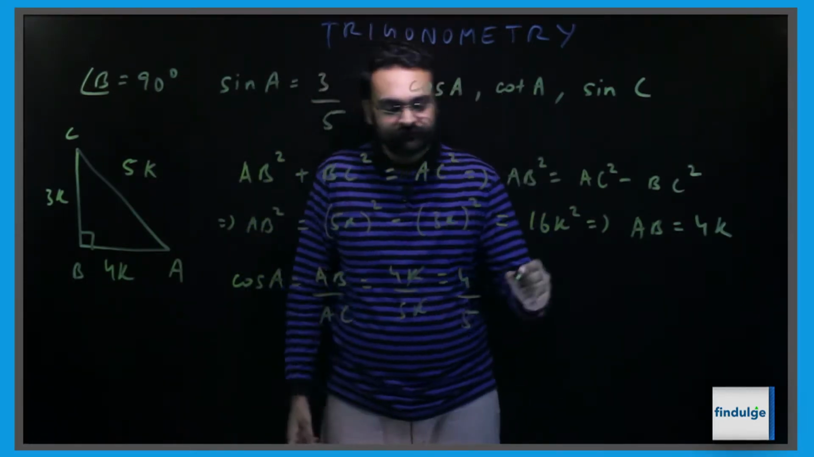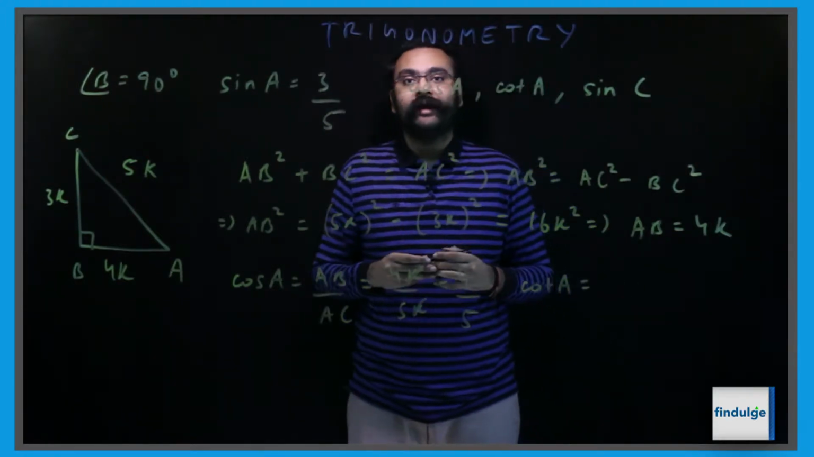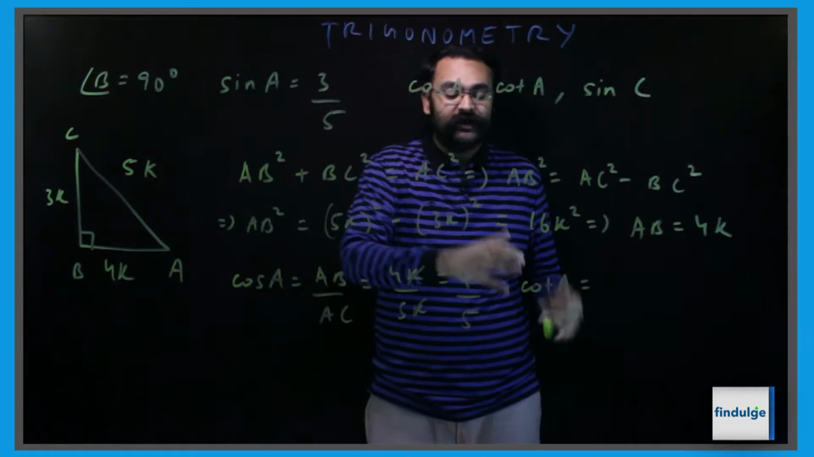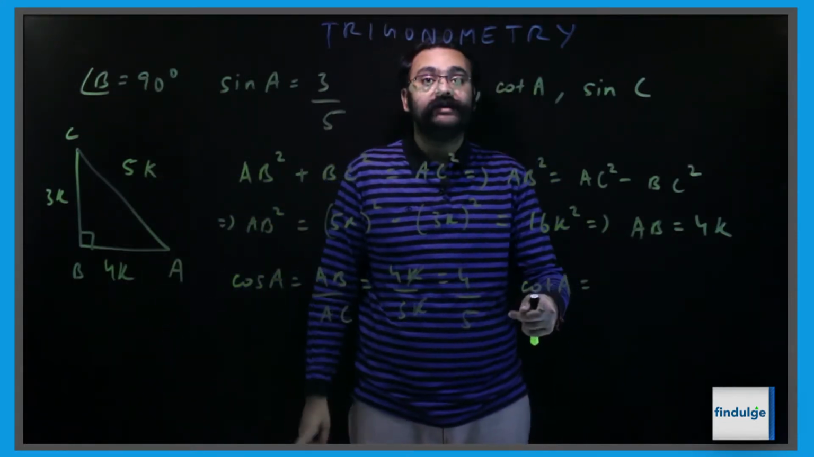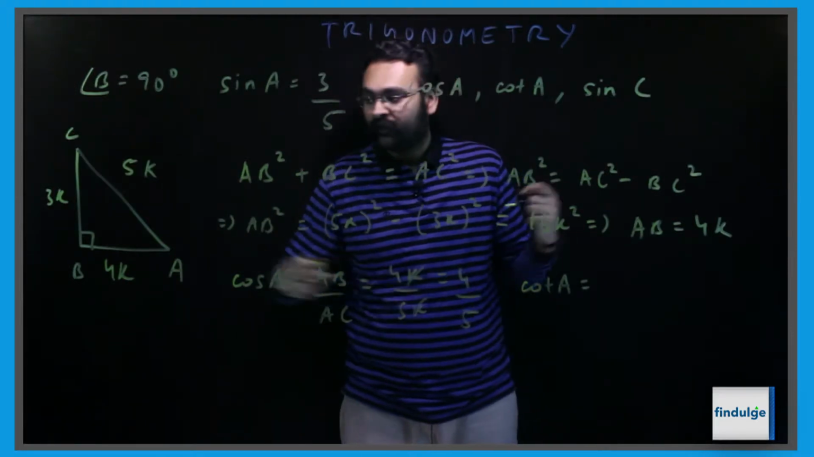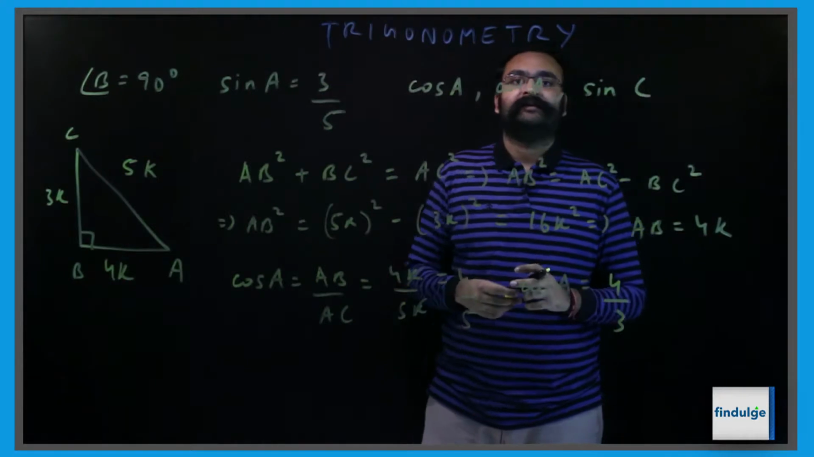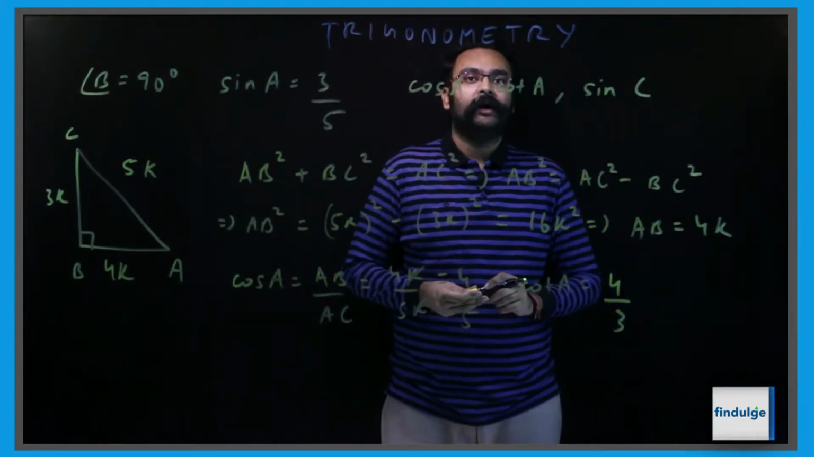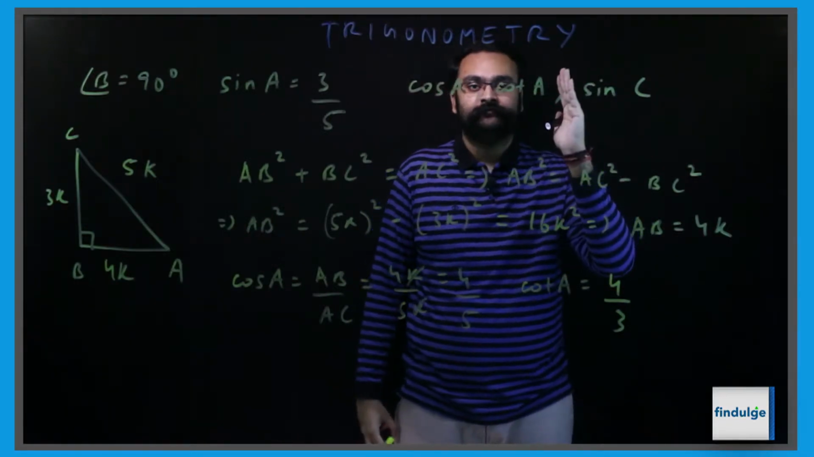Similarly, cot A, I'm going to do this directly now. We remembered cot A, how I keep track of it, it's the inverse of tan. Tan is P by B, so this is B by P. 4K upon 3K, 4 by 3. Now we come to the interesting one, which is sin C.